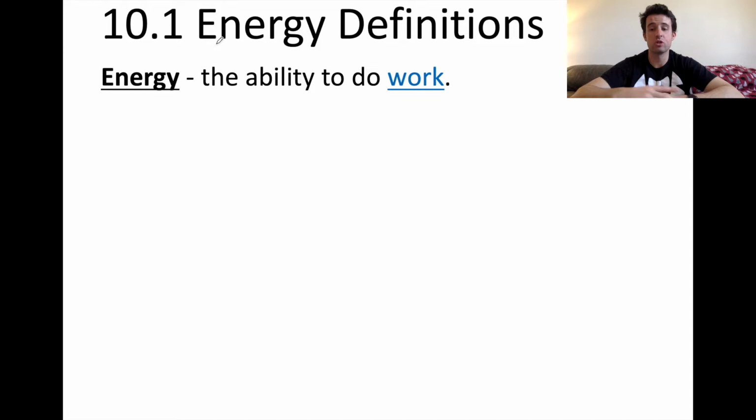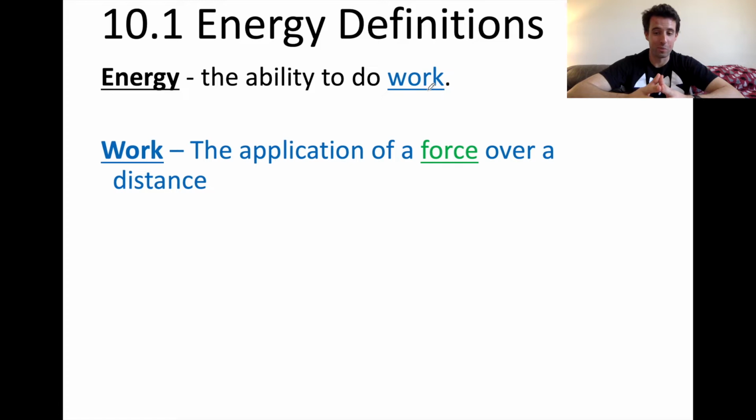10.1 energy definitions. We're going to start with the definition of energy. And the definition for energy is the ability to do work. So you're going to want to write that definition down for energy. Now, unfortunately, this word work has a very specific meaning in the world of science. So we're going to have to define work.